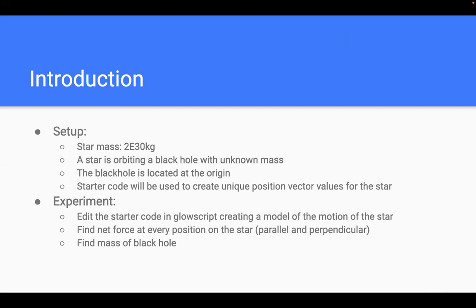In this experiment, we will find the starter code in GlowScript and create a model of the motion of the star. We will find the net force at every position on the star, the parallel and perpendicular components. We will find the mass of the black hole.